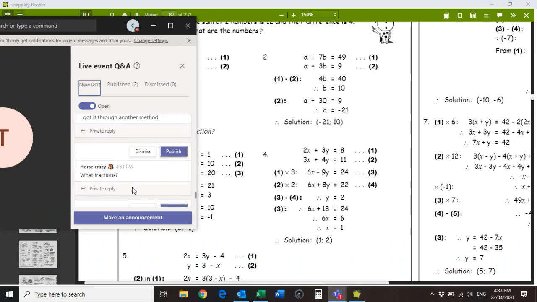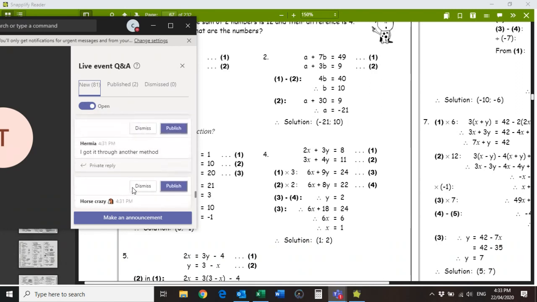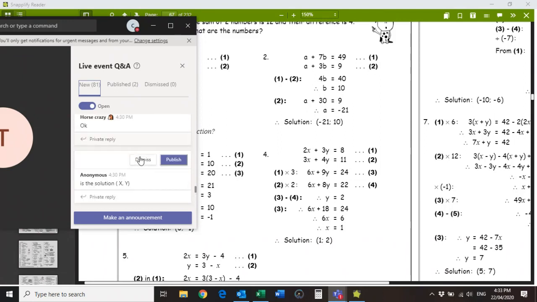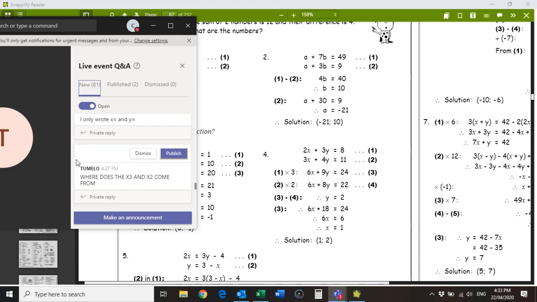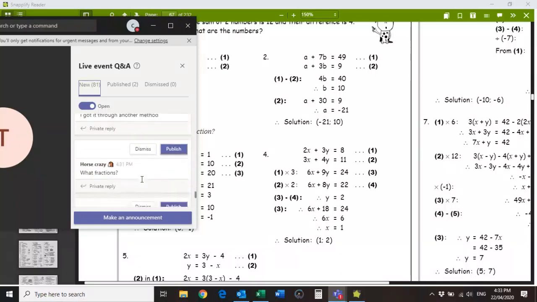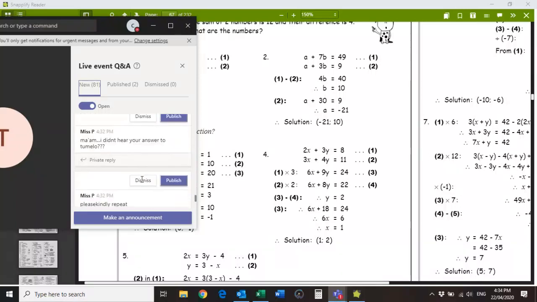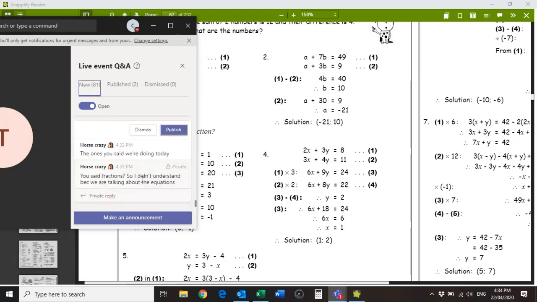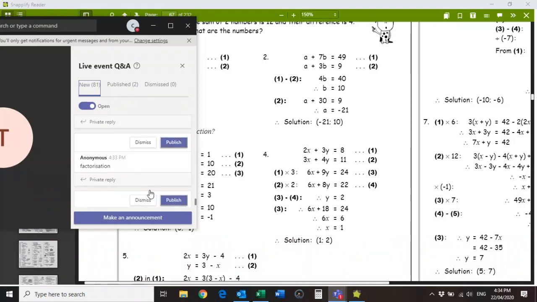Okay, we're going to do factorization now. I'll give you, let's see, Tomolo, that's a pleasure. I'm not sure, Miss P, where. Okay, maybe are you talking about this times 3 and times 2, Miss P? Are you talking about that? Just give me an indication. Oh, sorry, I mean factorization. I don't mean fraction, sorry.